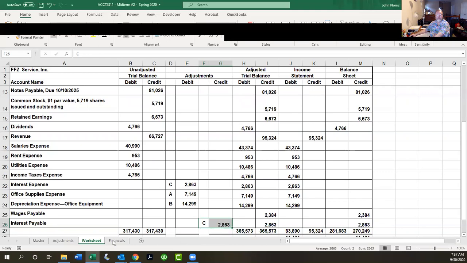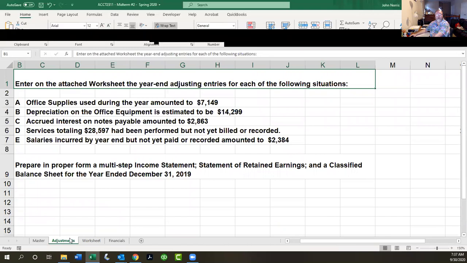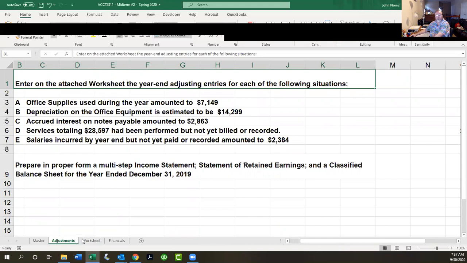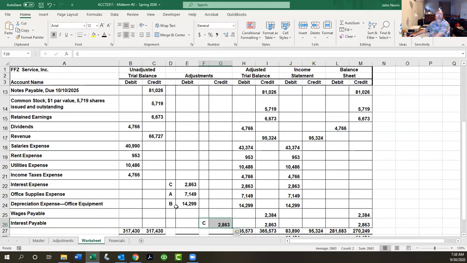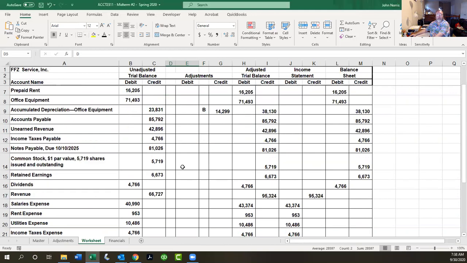Item D, services totaling $28,597 had been performed but not yet billed or recorded. In this case, the debit is going to be accounts receivable. This is an accrued revenue. So the balance sheet account is the debit, and then the credit is just revenues.